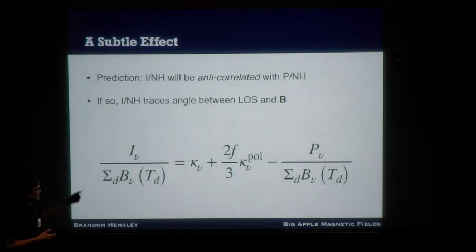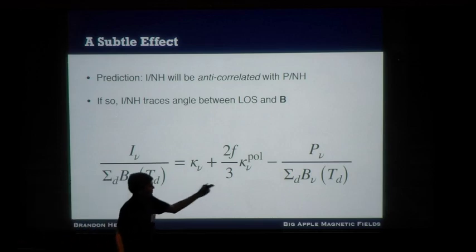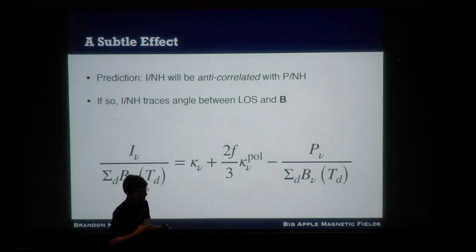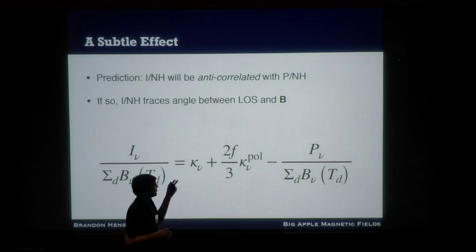Thinking about this here, the total intensity signal, divided by the total mass surface density of dust times the Planck function at the dust temperature, is going to be anti-correlated. These are just some constants that depend on the optics of the dust grains, the total and polarized opacities, and the mass-weighted alignment function. This will be generally constant, maybe with a little bit of random variation, especially if we're looking, as we will, at high-latitude local gas.